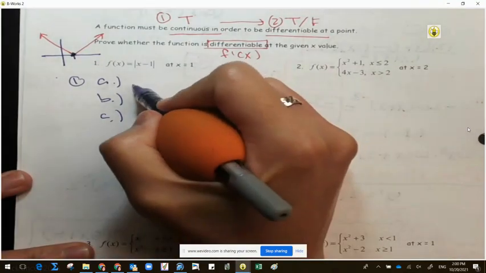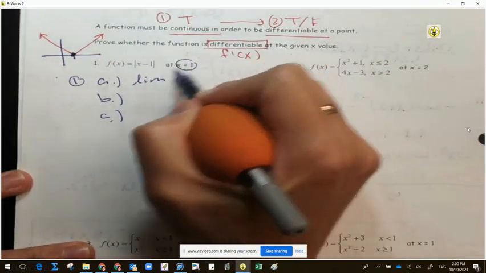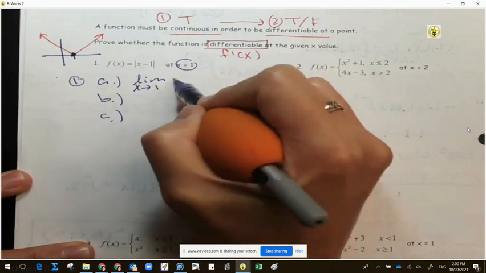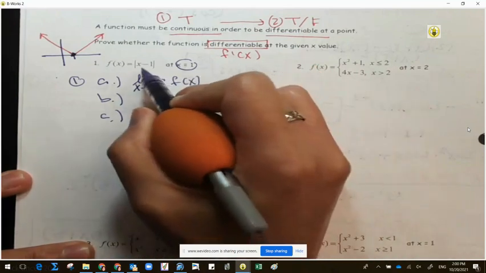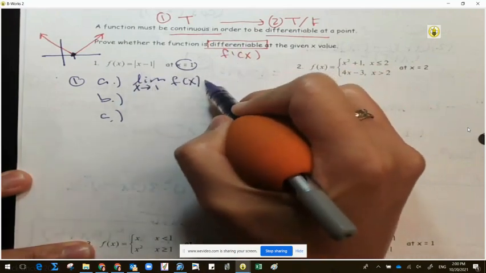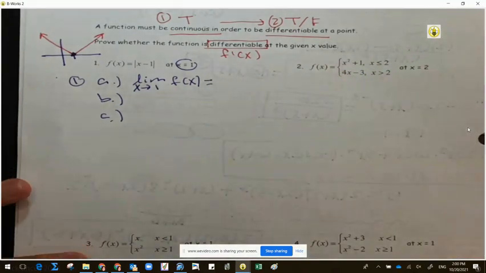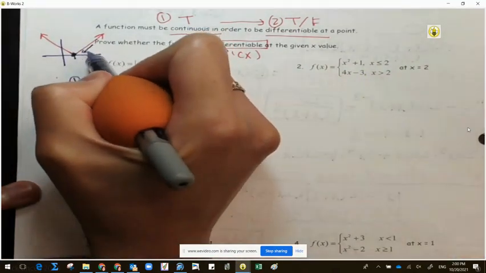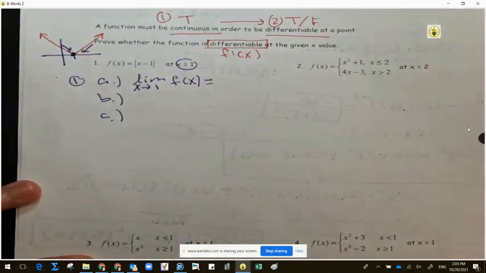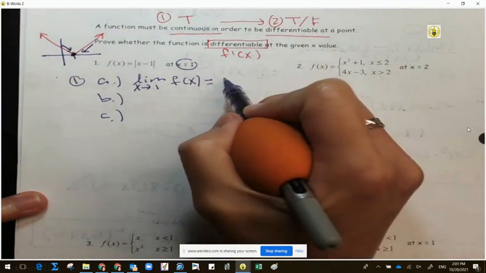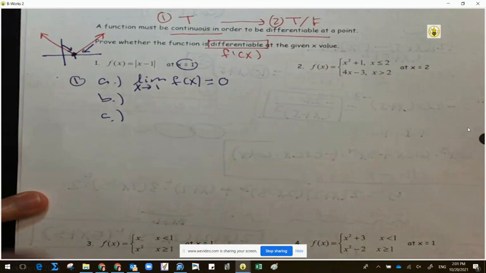So here I go. The limit, it says at 1. As x approaches 1 of the function, ideally you should write out the absolute value function. I don't feel like it, which is fine. So from the left and the right, what is my y value that we are approaching? 0. So the limit does exist.